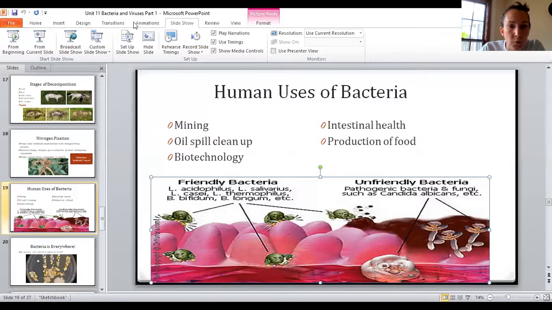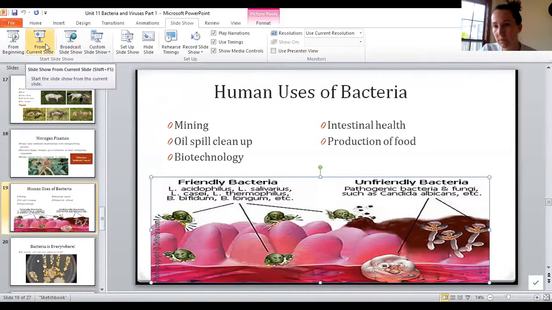For the bacteria homework, this is the page that talks about human uses. So those little assignments after are not meant to be long or hard. Just make sure you're listening, basically.